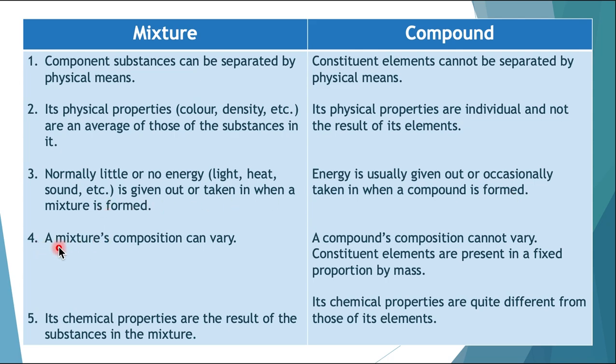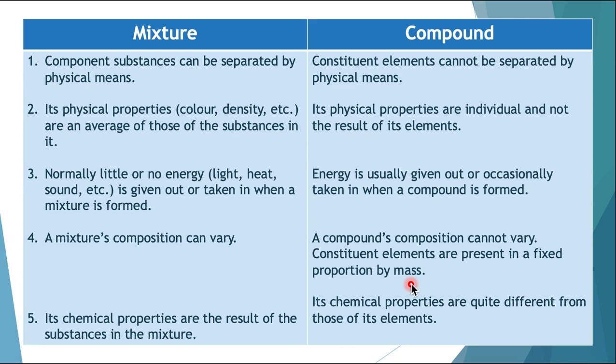The fourth point is that a mixture's composition can vary, but a compound's composition cannot vary. The constituent elements are present in a fixed proportion by mass. So, we can make a mixture like iron and sulfur, and when we heat it, it forms into a compound. And it's so easy, we leave it out in the sun and it will reach a temperature where it starts to react with each other and it can form into a compound. But no, forming compounds is not that easy. A compound's composition cannot vary.